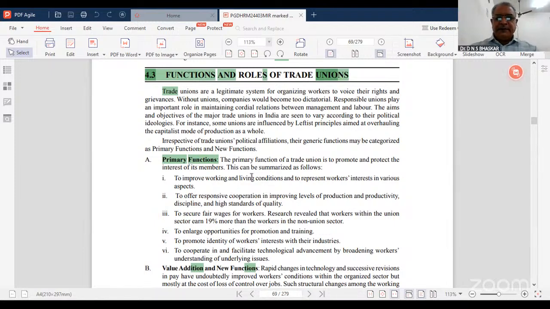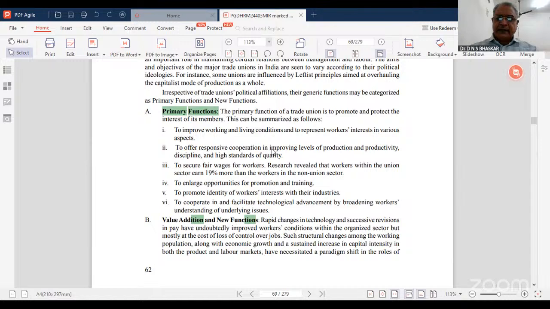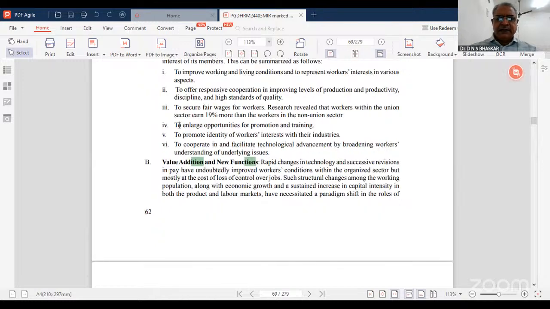The primary functions of trade unions are to improve working conditions and living conditions, as we studied till now, to offer responsive cooperation in improving the levels of productivity, to secure fair wages for the workers, to enlarge the opportunities for promotion and training, and to promote the identity of the workers.